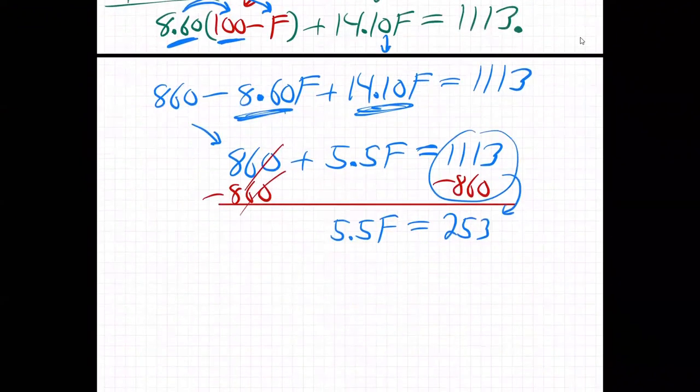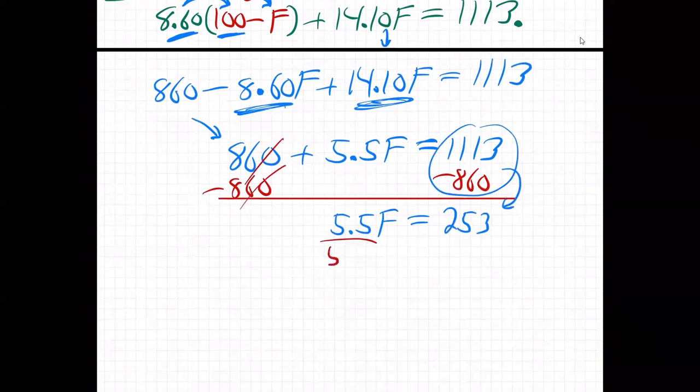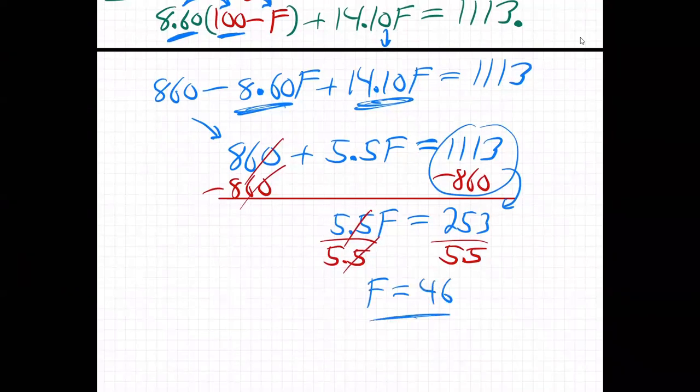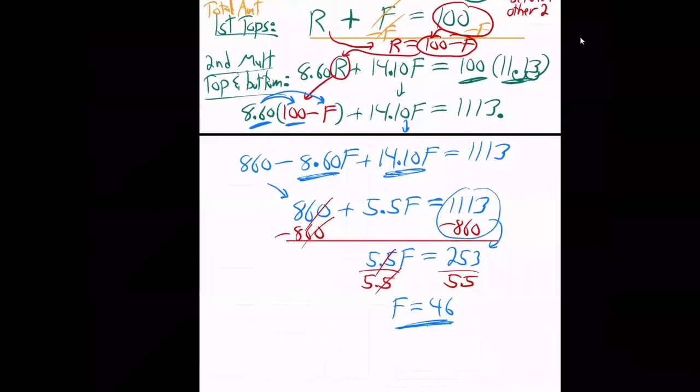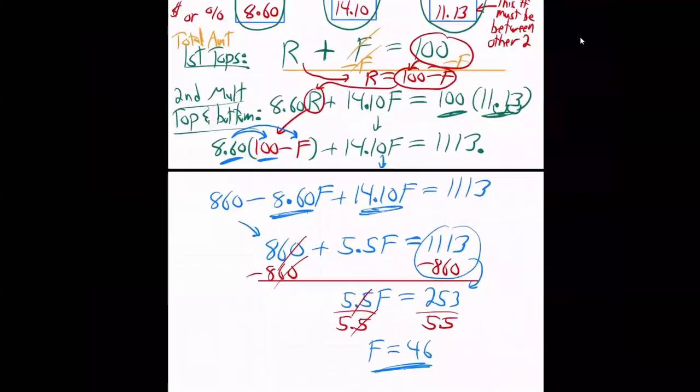Like that. And last step to solve for F, divide by 5.5. Boom, boom. F equals 46. So 46, what does that mean then? That's 46 pounds of the free trade coffee.